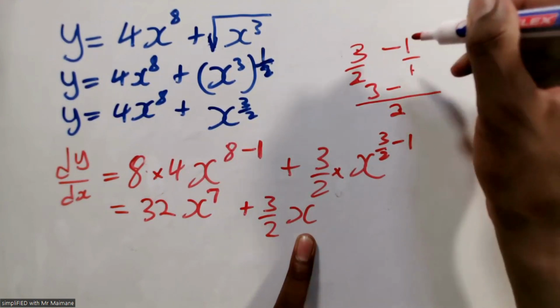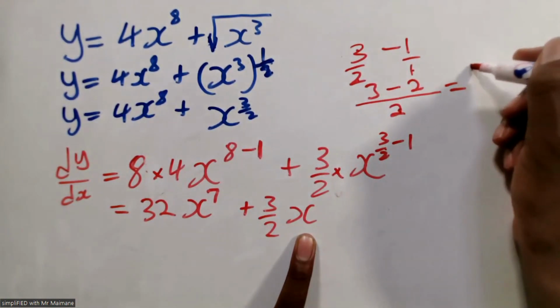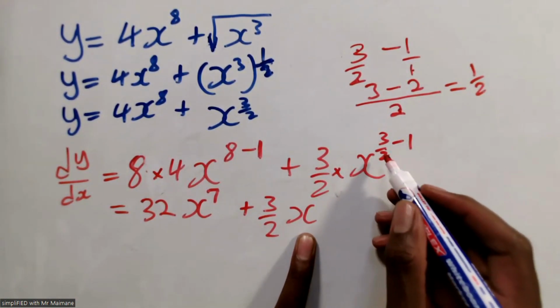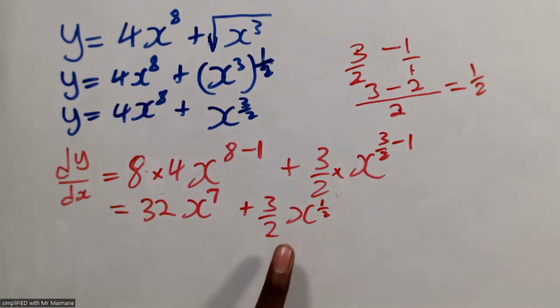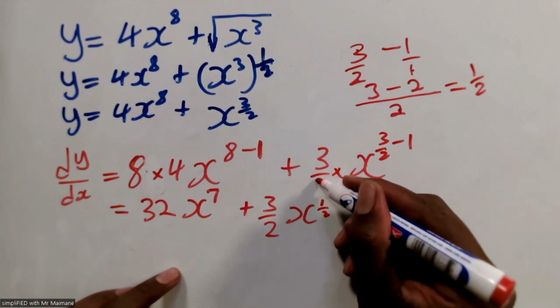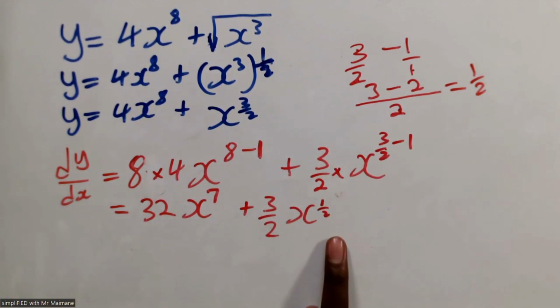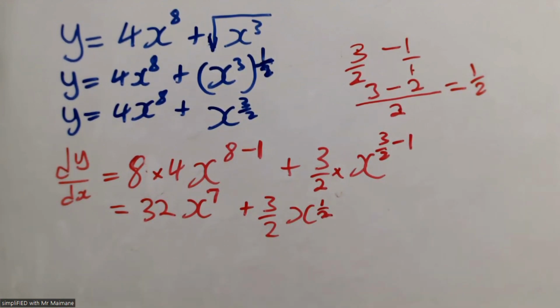It goes twice. 2 times that is 2. Therefore, we'll have 3 minus 2, which is going to be 1 over 2. So 3 over 2 minus 1 is 1 over 2. Let me just put this like that so it can make sense. We could have said this is our answer, right?